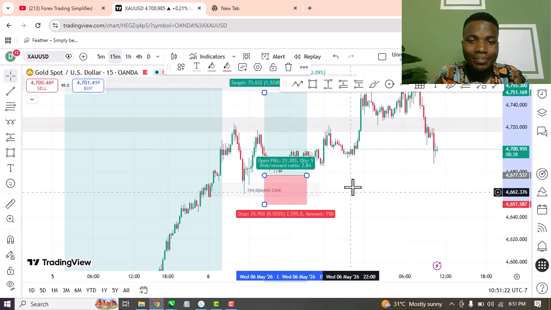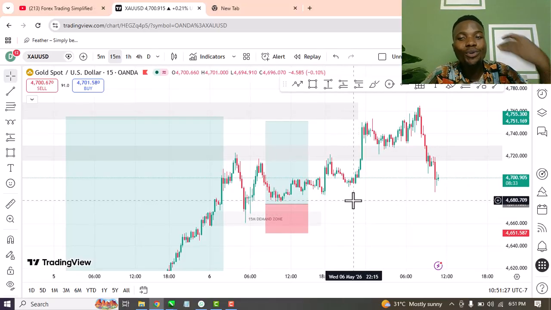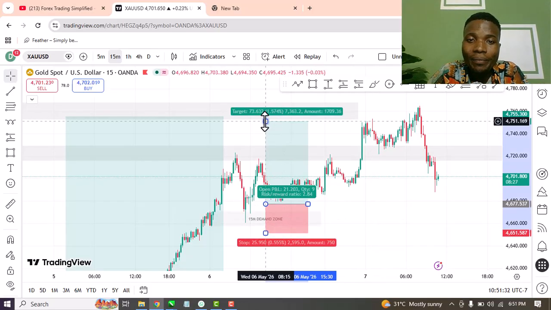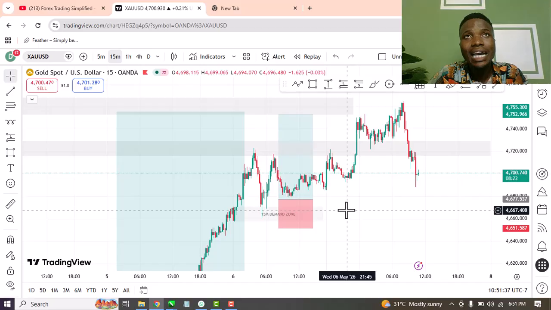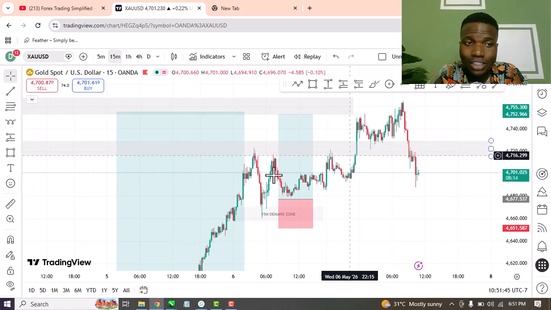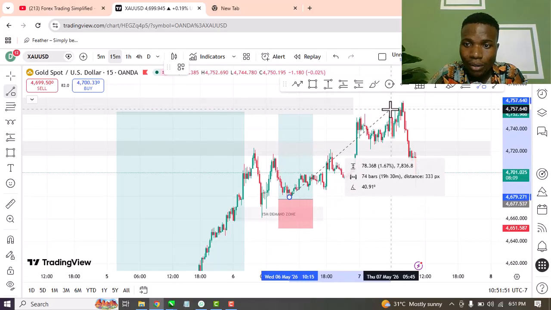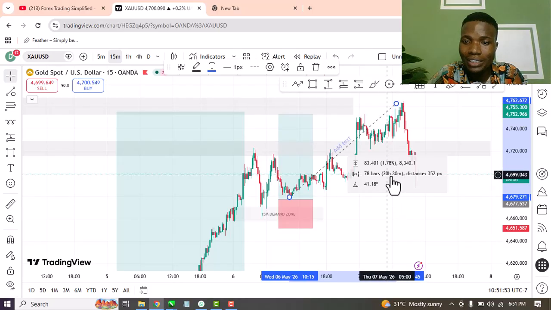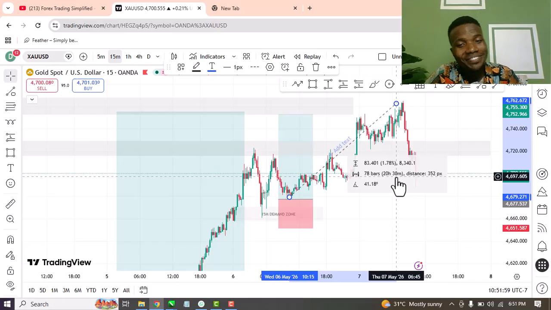But eventually, traders, that is why I said that I know how to trade the gold market. I know how gold markets react, because you can see that price eventually came all the way up here. I didn't mean to leave the trade to run to my TP; I would have left the trade for the next 24 hours. In fact, it's not even up to 24 hours. Can you see now? This is 20 hours 30 minutes.